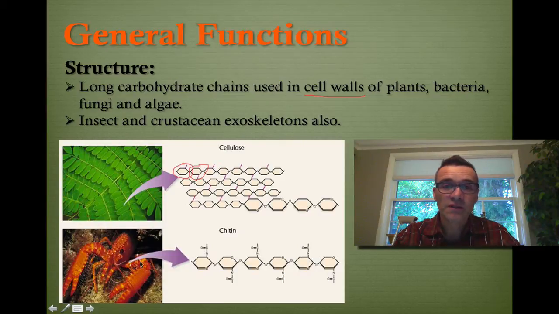So insects and crustaceans are hard on the outside and gooey on the inside. We're kind of the reverse of that. But they basically take these chains of glucose, modified glucose, put them together, and make this very tough material for their structure.